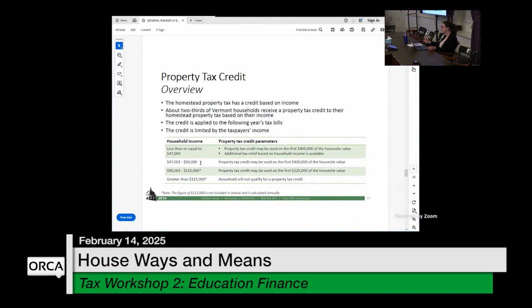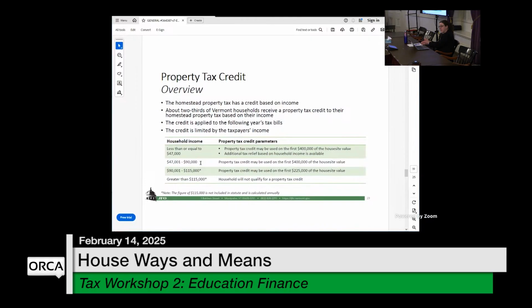So essentially, for households up to $47,000 of income, the property tax credit may be used on the first $400,000 of their house site value. This is also where the circuit breaker comes into play. There's additional, and I think in the appendix I have more details about what that means. But essentially households under $47,000 of income can only pay a certain percentage of their income towards property taxes.